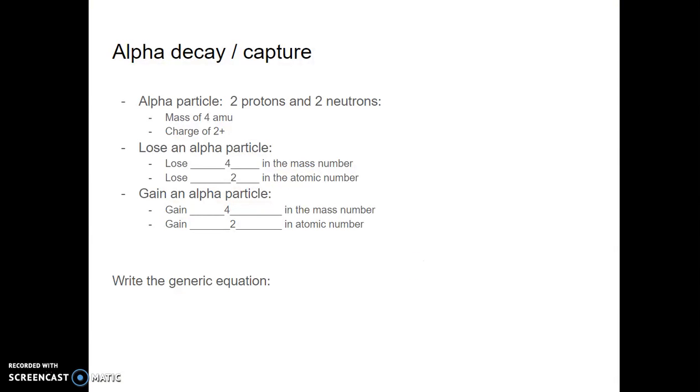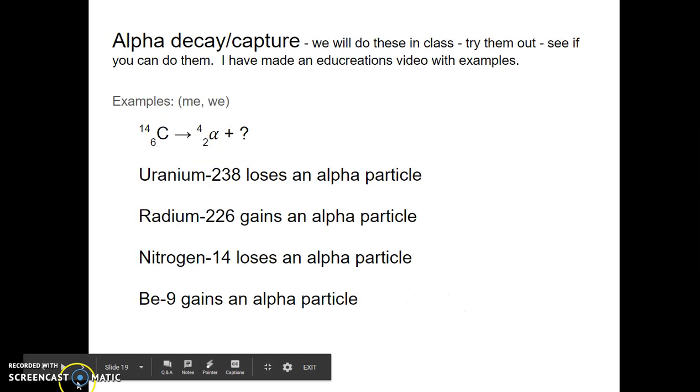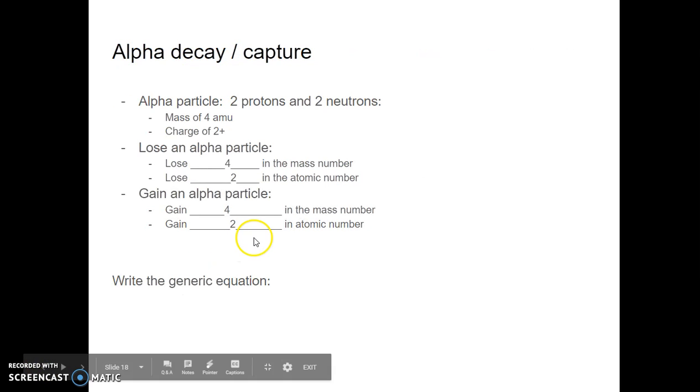So alpha decay, alpha capture. This is the basics of it. An alpha particle, remember, is 2 protons and 2 neutrons, so it has a mass of 4. And it's going to have a charge of 2+. So if you lose an alpha particle, if you go through decay, you're going to lose 4 in the mass number and you're going to lose 2 in the atomic number. If you go through alpha capture, you're going to gain 4 in the mass number and gain 2 in the atomic number. So the generic equation for it would be whatever you have, plus the alpha particle, or whatever you have minus an alpha particle. We will go through and write a generic equation in class.